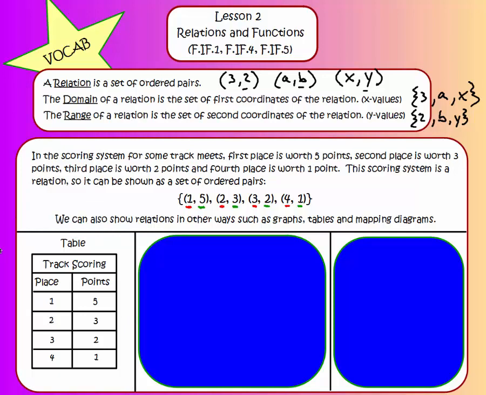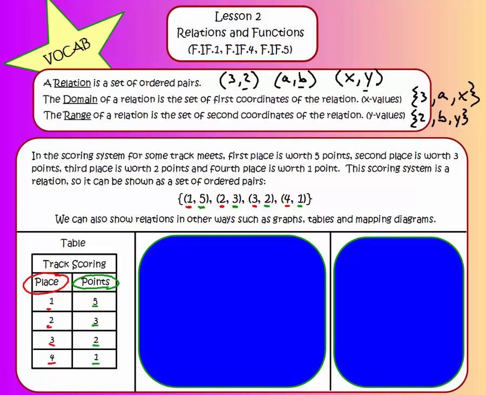It says track scoring. Okay, so the first column is going to be the place that someone came in. And as you go through, I have first place, second place, third place, fourth place. We also have the second column, which is the points they scored. So at first place they scored 5 points, second place 3 points, third place 2 points, and fourth place 1 point. It's the same information that was being given up above in the set notation, except just in table form.